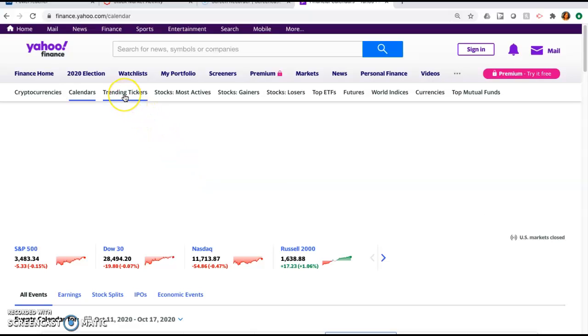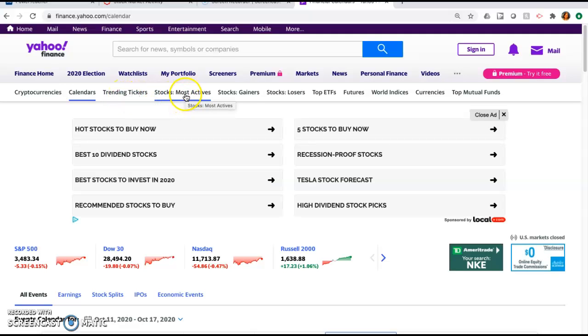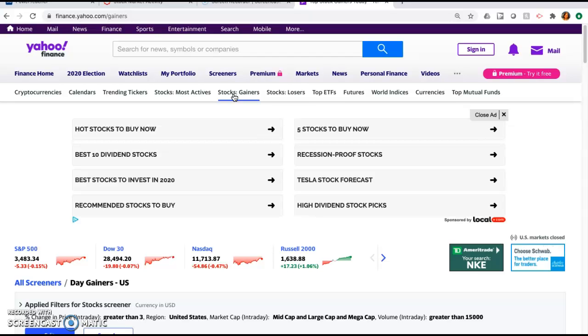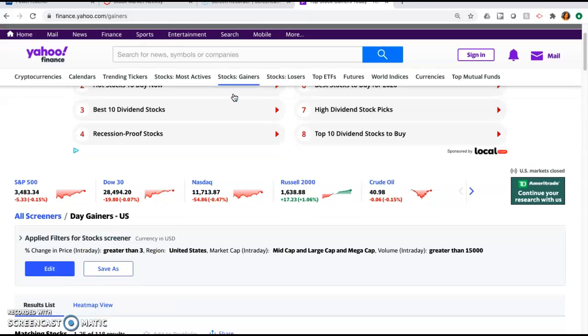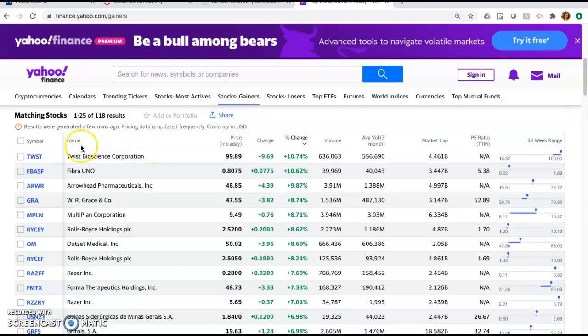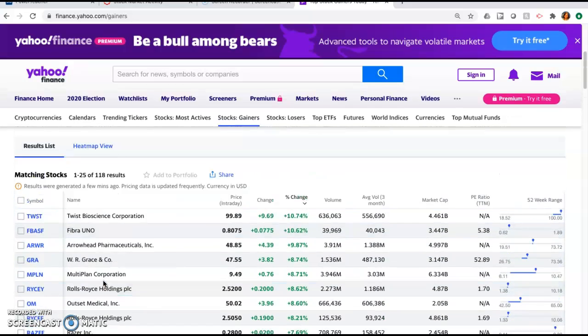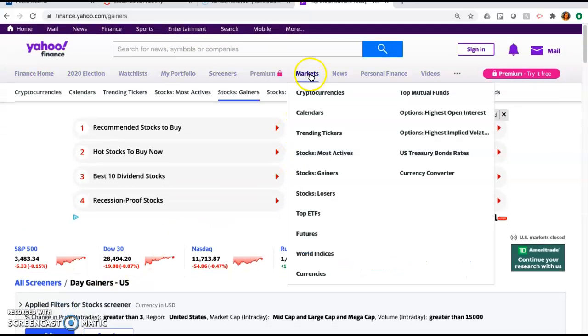there's trending tickers, most actives, gainers. You don't want to do the losers. But for example, if I looked up at stocks that are doing really well, that are gainers, and scroll down, it's going to show all these companies that are doing really well, like they've had some good growth, and that might tell me if that would be something I'd want to research. So maybe look again under markets and see if there's anything in most actives or gainers.